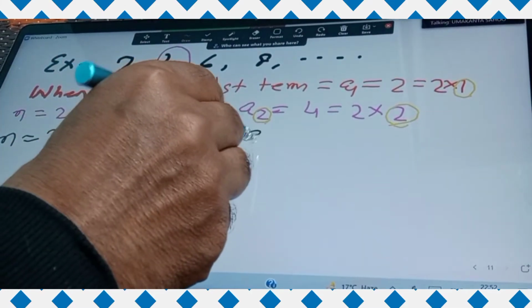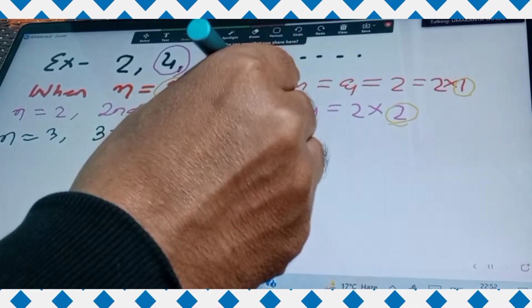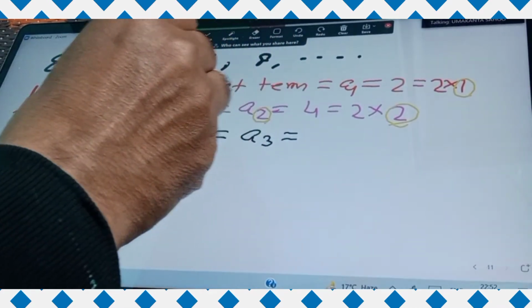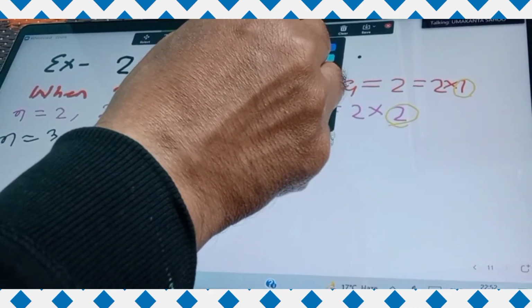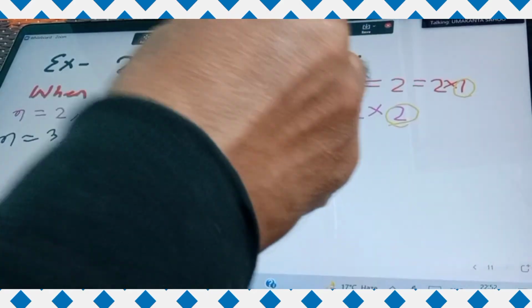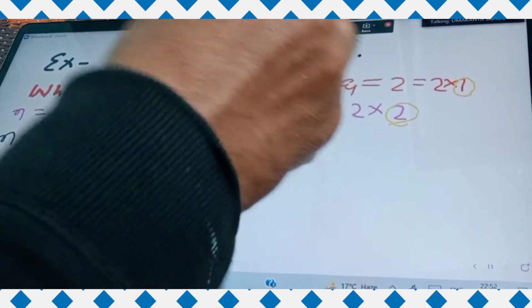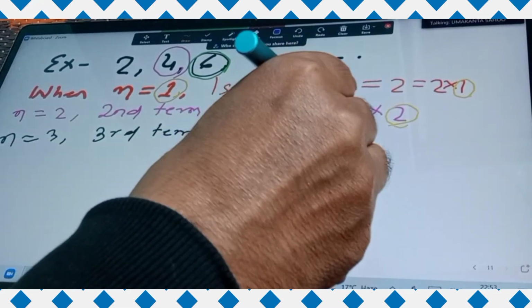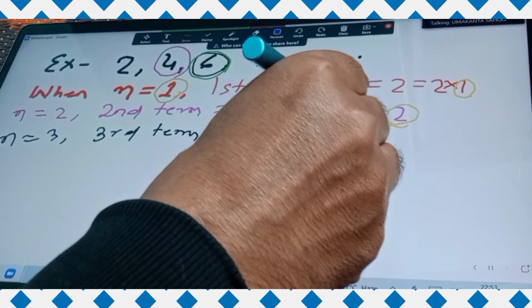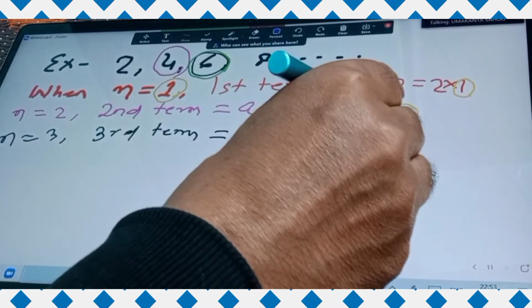Which is a3. Okay, number of terms 3. So here we shall get the third term. 6 is the third term. Yes. Understand? So we shall get 6, which can be written as 2 into 3.